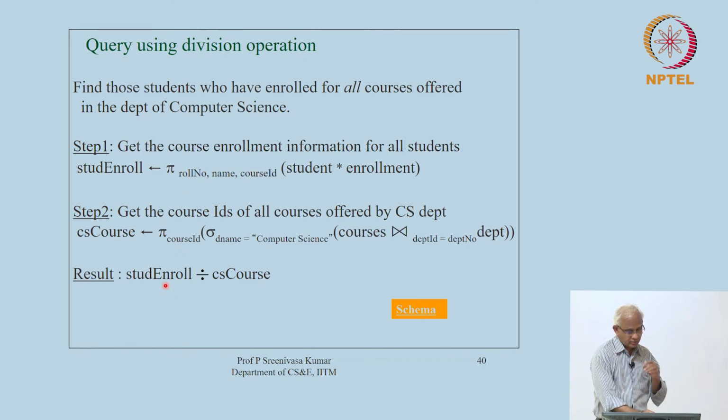What will be the scheme of the result? Roll number, name. It is this minus this. So, roll number, name is the scheme for this. These students are special kinds of students who have enrolled for all courses that are there in the computer science department. They have nothing else to do, they have to leave.